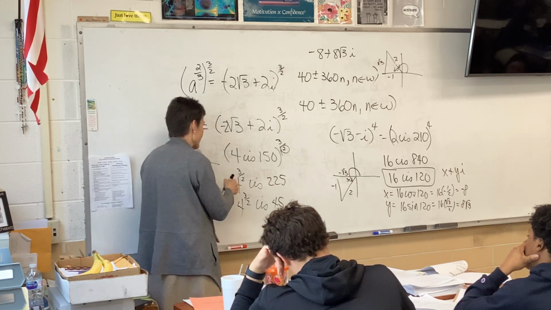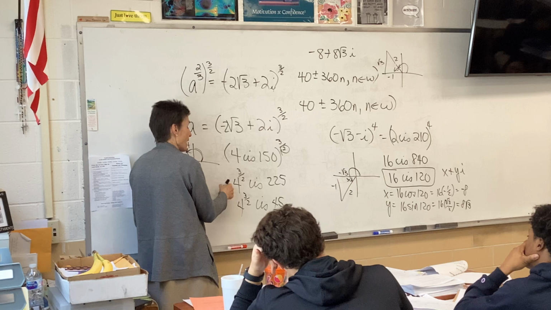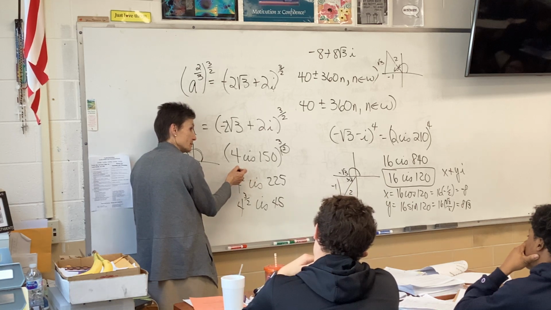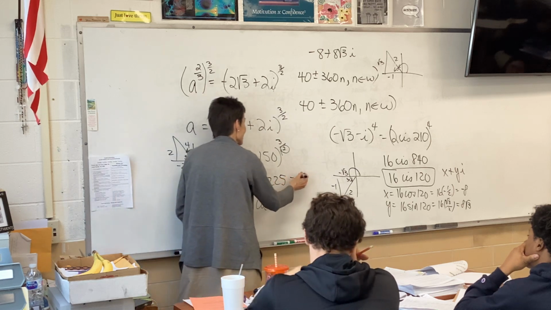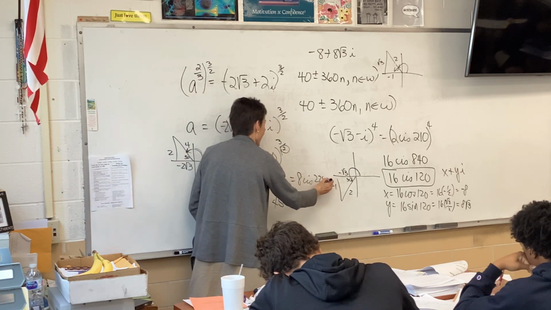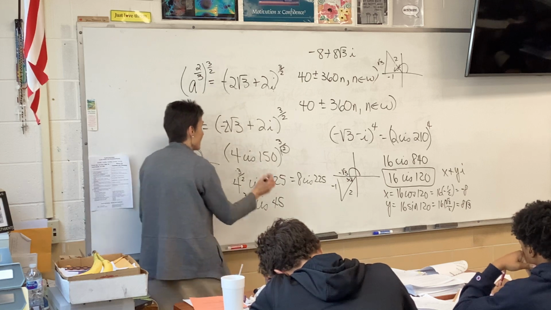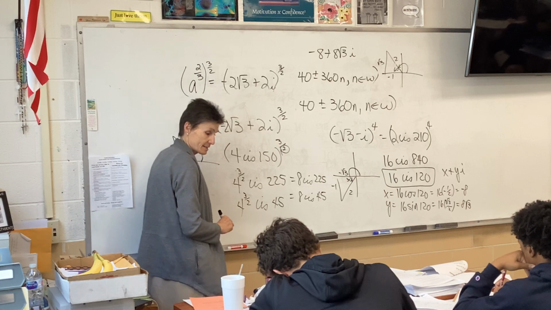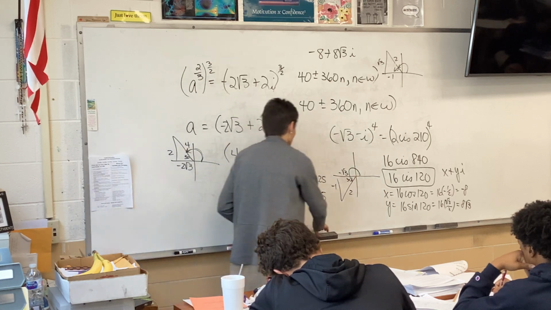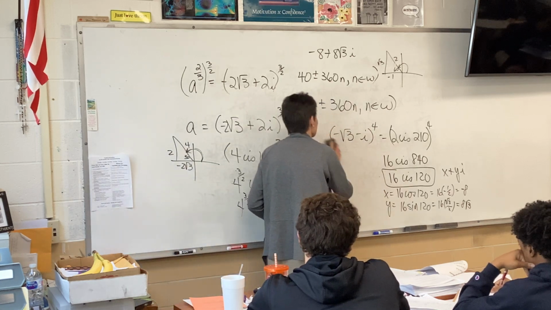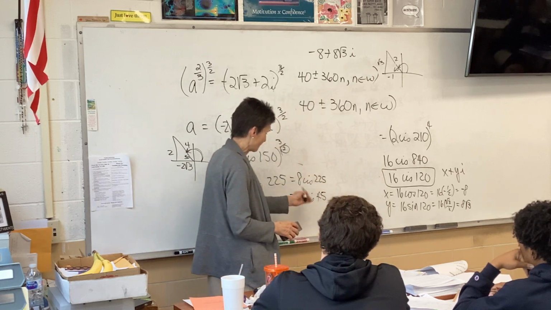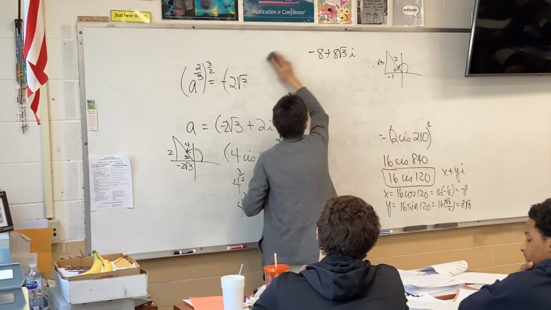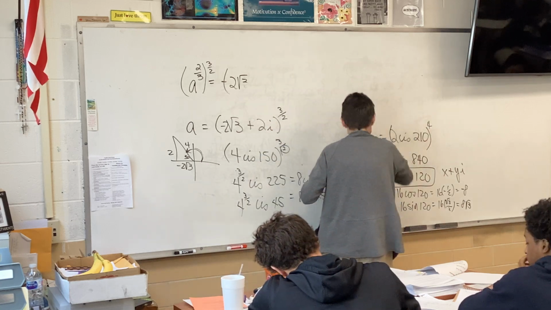So here, well wait, what's this mean? 4 to the 3/2. Square root of 4 cubed. Okay, so 8 CIS 225 is my first answer, and then 8 CIS 45 is my second answer. And those are wonderful, except, what form is this? Polar. What form do I want? Okay, that means I get to do what I just did.